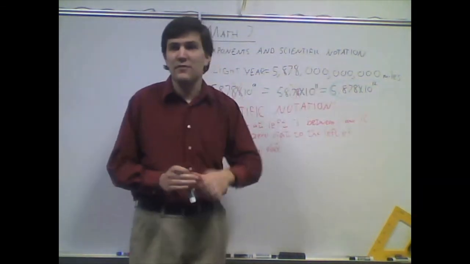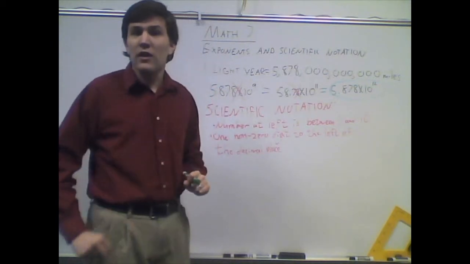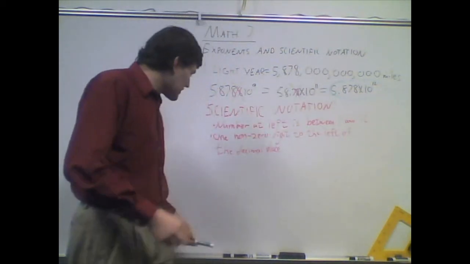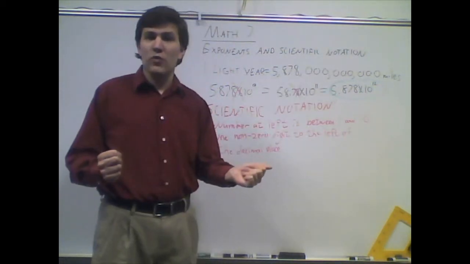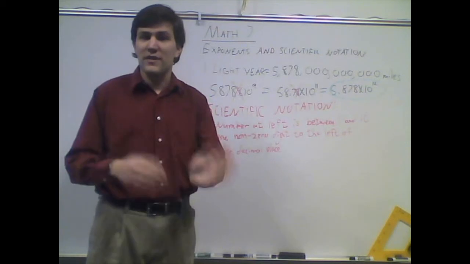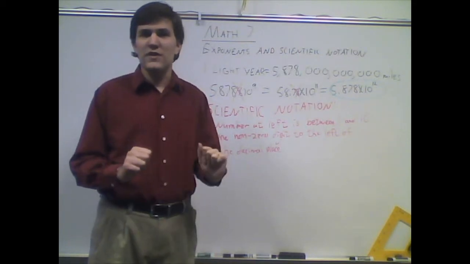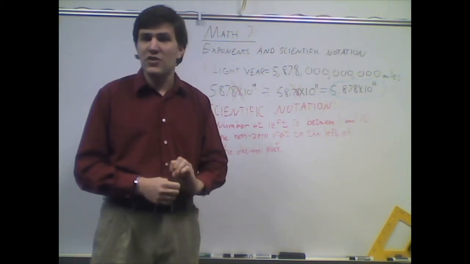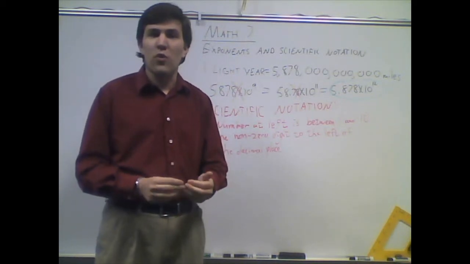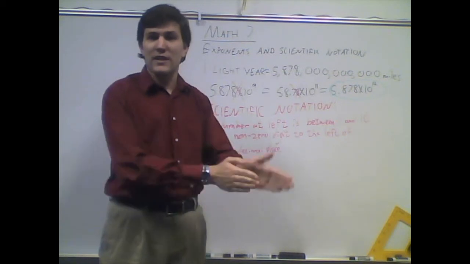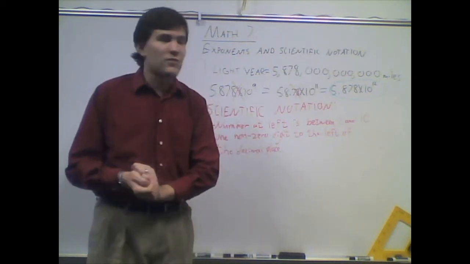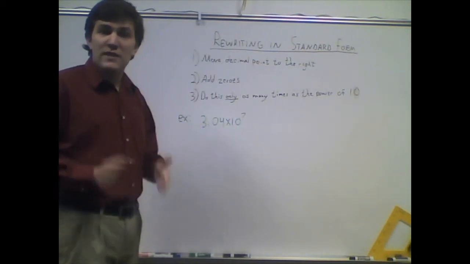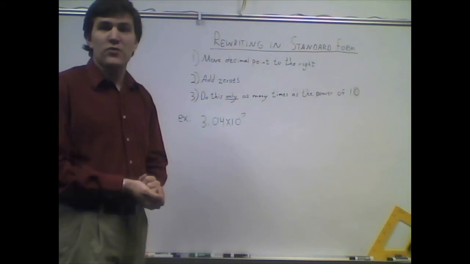Now, we can write numbers that are in scientific notation in standard form, and we can write numbers that are in standard form in scientific notation, and we can also use scientific notation to compare very large numbers. So we're going to start off with a little bit of work converting from scientific notation into standard form. Alright, now we're going to look at an example of rewriting scientific notation into standard form.